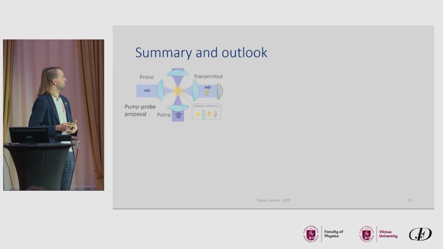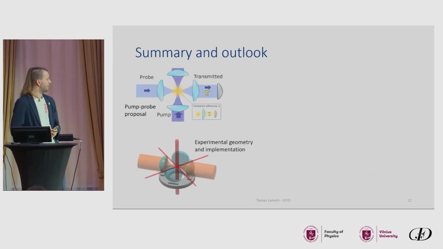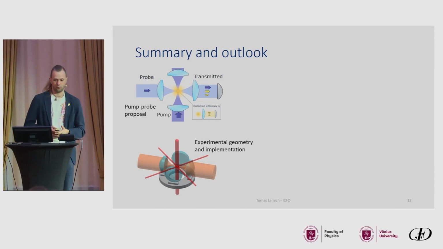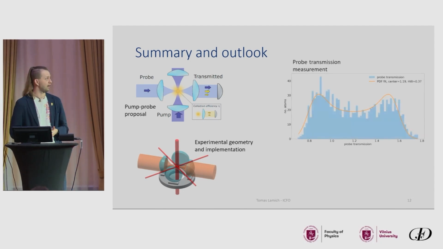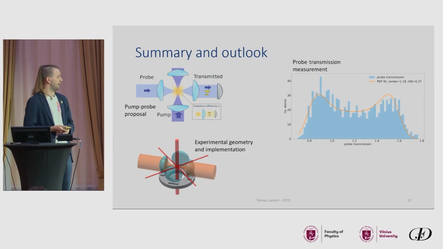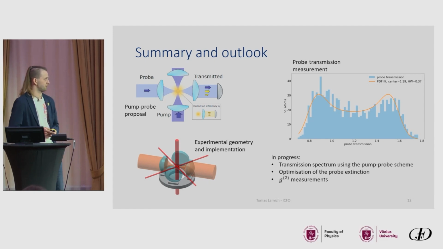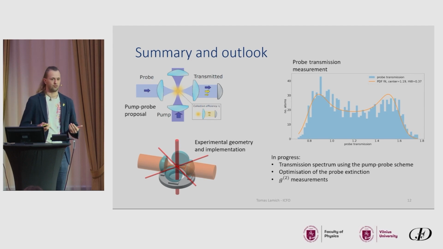In summary, firstly, I showed you the proposed pump probe scheme, and how we implement it in the lab with our Maltese cross geometry trap. I showed you our very recent data and some early stages of the data processing. Currently in progress, we are measuring the spectrum of the pump probe scheme, so the spectrum of the transmission. We want to optimize the probe extinction, so we want to go below 82%, and we would like to measure the G2 statistics of this scheme as well.